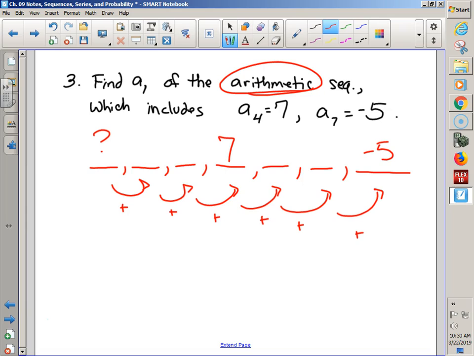Who else thinks they have it? Don't say it out loud, just raise a hand. What do you think it is? No, not 6. Keep thinking. Yes, but then you have to work backwards with that. Yes. I've got a couple right answers.